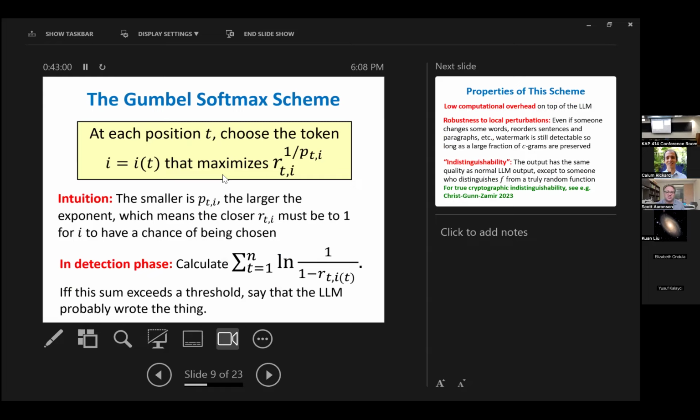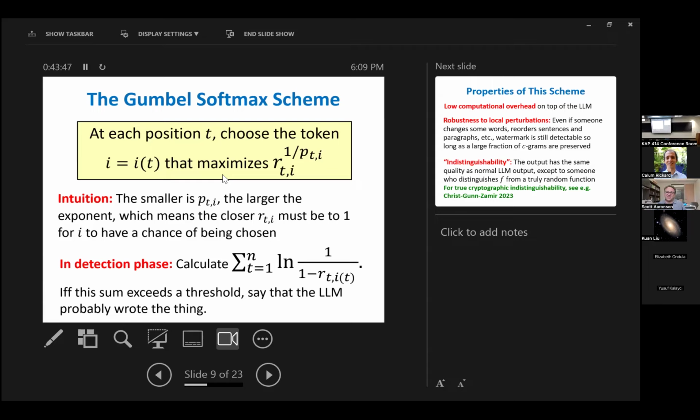an AI-generated text? Well, my proposal was simply that we go over all C-grams, that is, all sequences of, let's say, C consecutive tokens, where C is the number of tokens that we fed in for our pseudo-random function. Think of it as some constant, like maybe 5, for example. So we go over all the sequences of 5 contiguous tokens, and for each one, we calculate that number RTI, which is just a function of those tokens. And then we add up, let's say, the logs of 1 over 1 minus the RTIs. So it's just a function that diverges toward infinity the closer that RTI gets to 1.